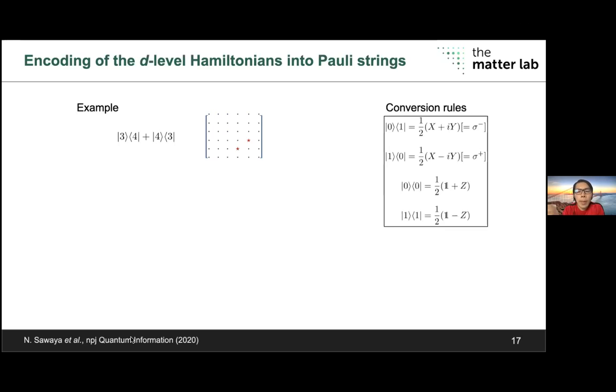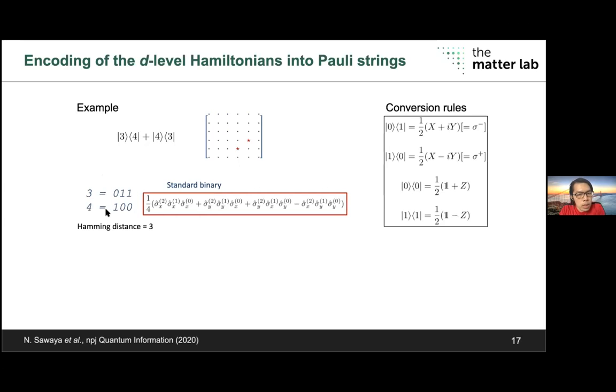Okay, so as an example, if you take this |3><4| + |4><3| kind of matrix, what you can do is write it down in what we call the standard binary mapping, right? You write down 3 and 4 as binary numbers in this ket and bra notation. And afterwards, you just involve these projectors, because those projectors refer to |0><1| being sigma minus, and |1><0| being sigma plus, and so on and so forth, right?